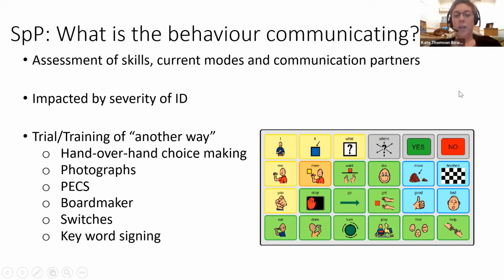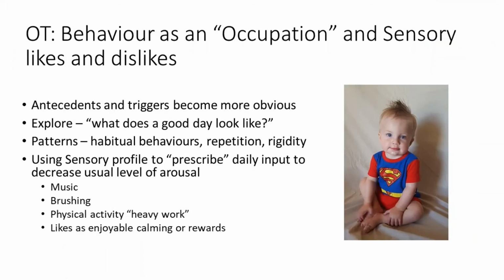The limitation of that is really that for some children, Boardmaker is just gobbledygook on the page. It doesn't make any representative sense to them. And so switches and keyword signing and photographs or real objects and choices with two real objects. There are a million different ways that we can augment communication.